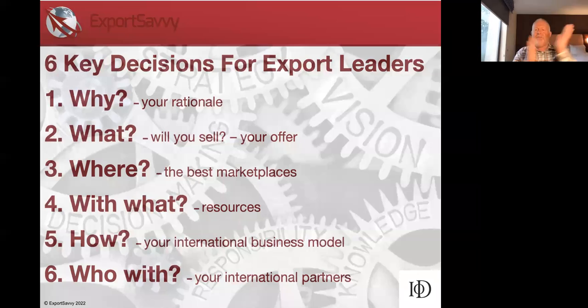Right, so let's recap very quickly then. We've got 6 key decisions for great export leaders. Why? Your rationale. Think about why you're doing this, what you want to get out of it, and set the vision for the team. Secondly, what are you going to sell? Is your offer going to be the same as it is in the UK, or are you going to fine tune it and make more of those sales? That's what I would highly recommend.